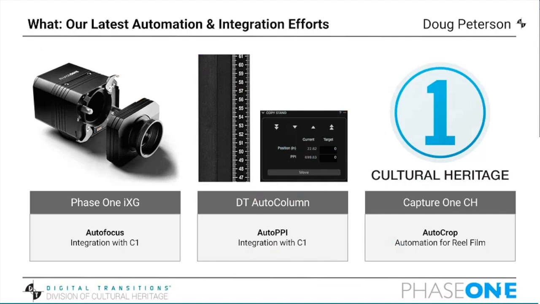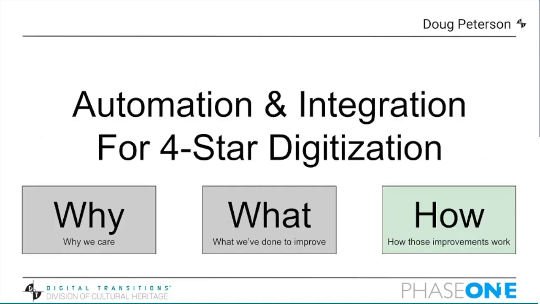So we've talked about Phase 1 IXG, the DT AutoColumn, and the Capture One CH as being what we've done to improve the automation. But I really would like to move past slide decks and talking and look at these implementations specifically.